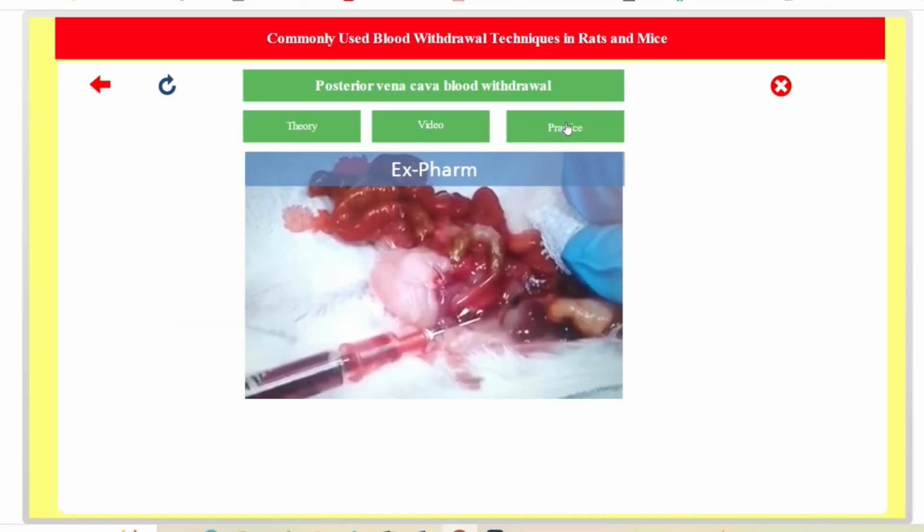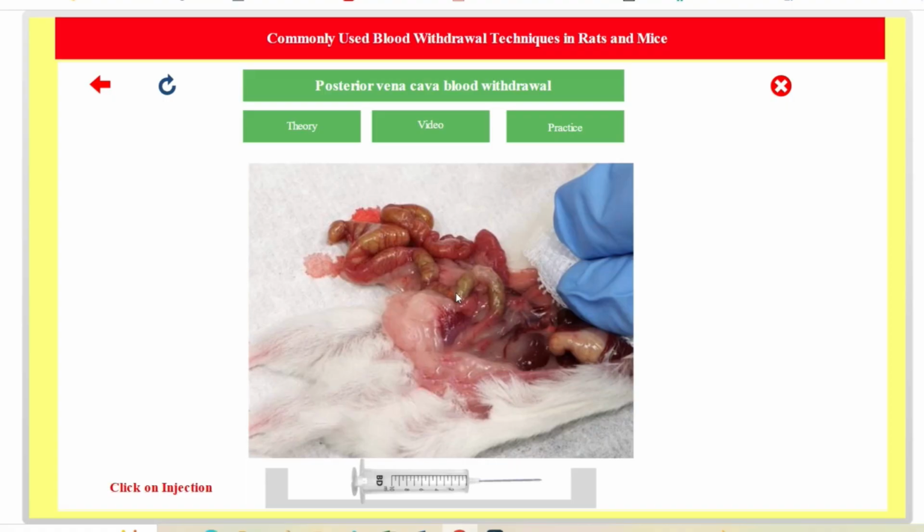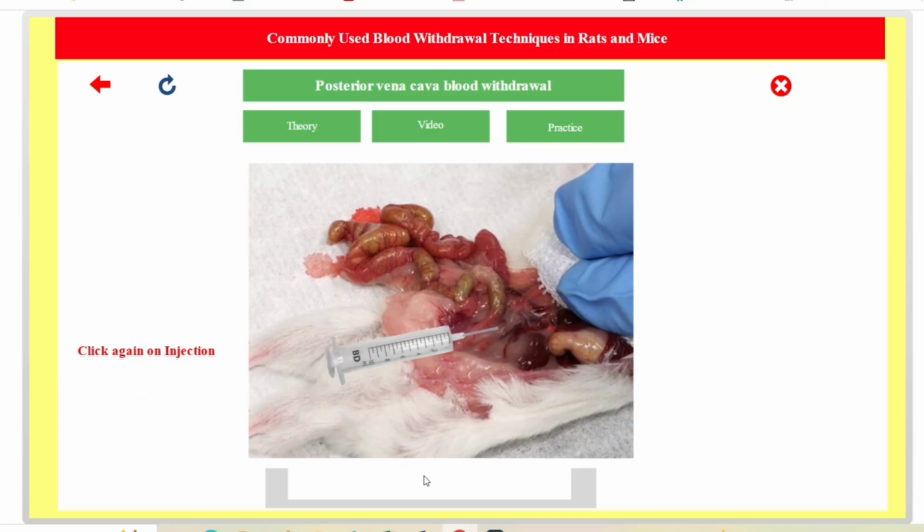Now we will practice. Here you will see we have made the cut, and then we have removed the intestinal part, and we are able to see the posterior vena cava. We will click on the syringe and we will collect the blood. So now we will see the next method.